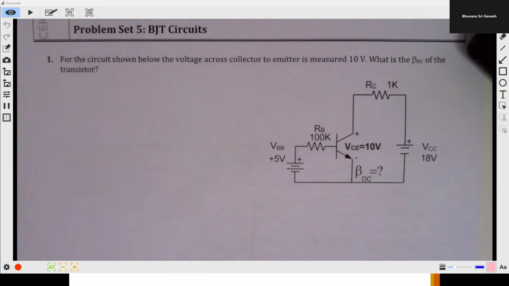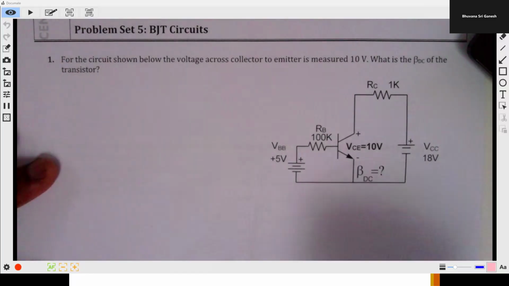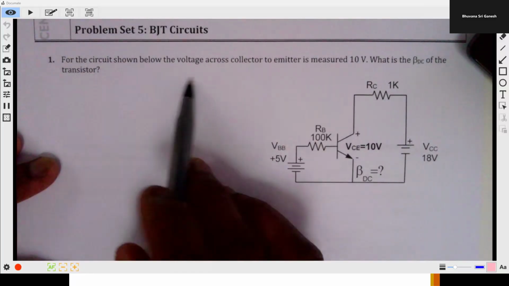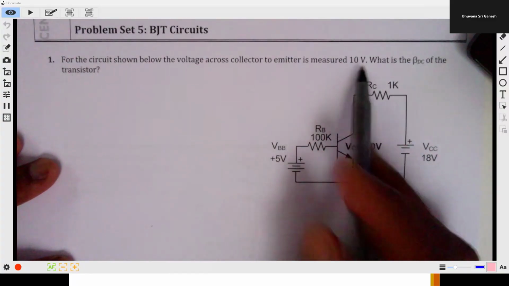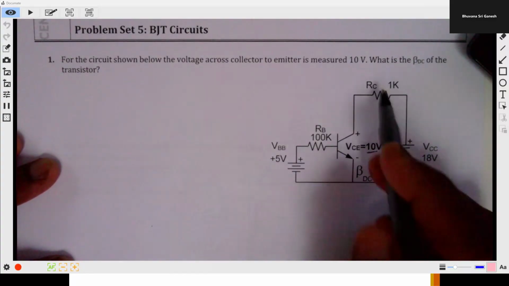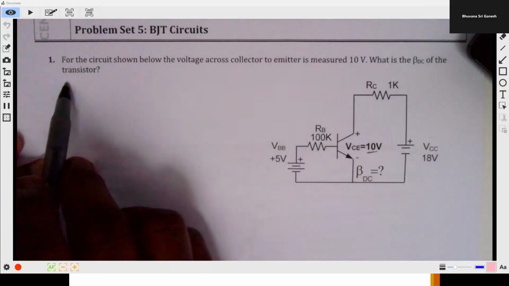Now we are going to do the problem set for BJT circuits. Okay, now the first problem: for the circuit shown below, the voltage across collector to emitter is measured to be 10 volts. Okay, that is this. What is beta DC of the transistor?